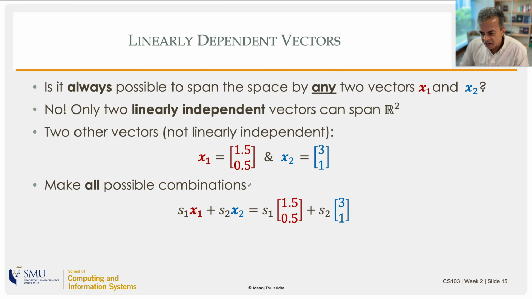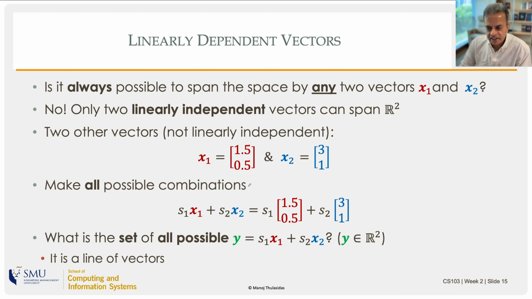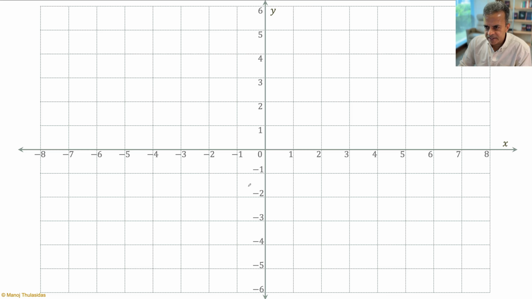So let's start making all possible linear combinations: s1 times the red vector, s2 times the blue vector. Keep doing that. What's the set of all possible green vectors that are the linear combinations? It'll turn out that it's a line of vectors. The line is defined by either the red vector or blue vector because they are on the same line.